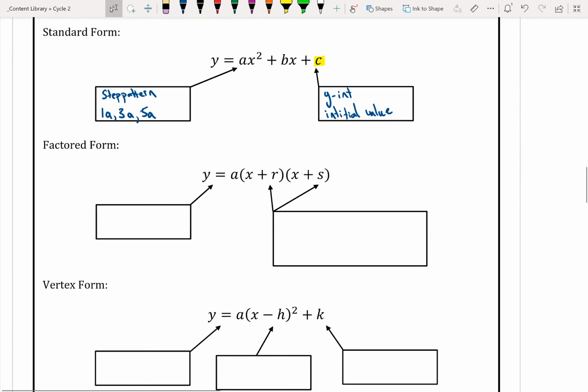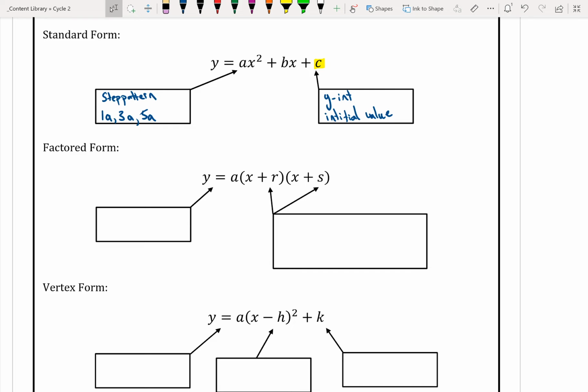Factored form is another form, and we'll look more in depth at this later. But factored form, again, has two things. It has the A value, and for the A value, we can just take this exact same thing that we copied up here and put it down here. So the A value is, again, the step pattern. And you're going to find that in every form, the A value means the exact same thing. So if we have to change forms, the A should be the same throughout.